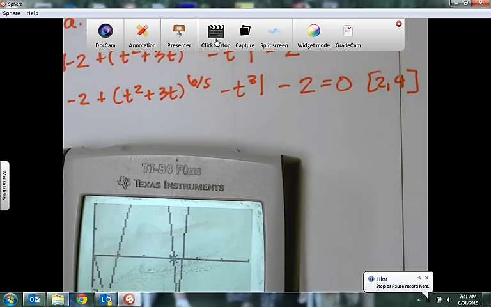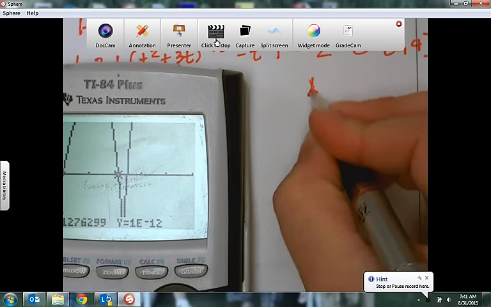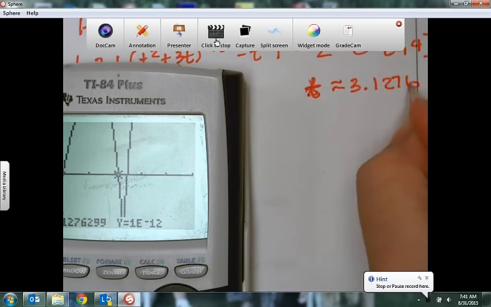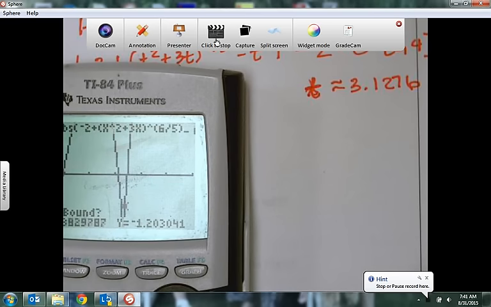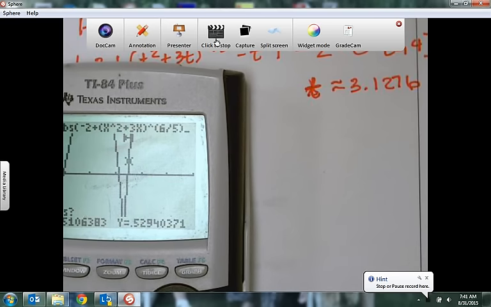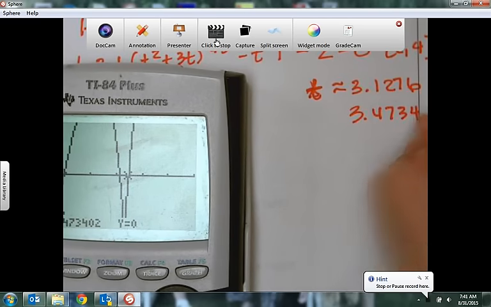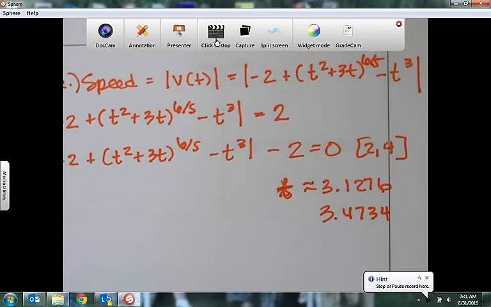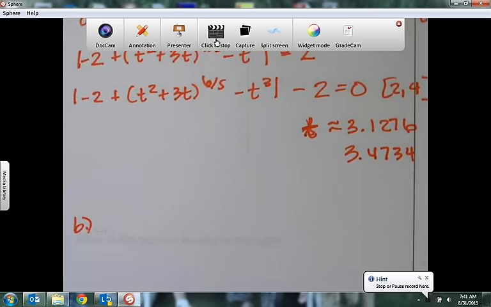So here I found 1, or in our case t, is approximately 3.1276, and then we'll find the other one. 4.4734. And so those are the t values that have a speed of 2. Okay, part B says, is the speed increasing or decreasing at time 4?